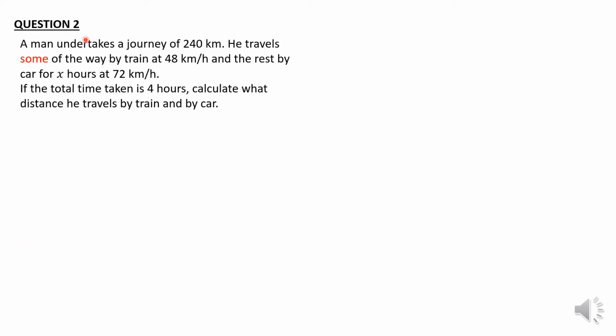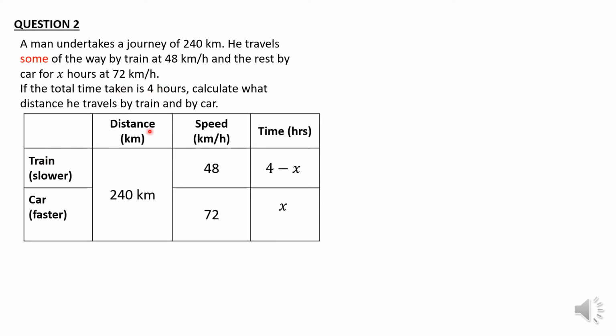Right, so if we look at question 2 here, I've got a question that says a man undertakes a journey of 240 kilometers and he travels some of the way by train and by car for x hours, and then the total time for him to complete this was 4 hours. So what I've done here is I've completed my table. The train is slower than a car because of the speed. The speed of the car is 72 kilometers per hour, which is faster than 48 kilometers per hour. Now, the journey can only be done in 4 hours. That is the constraint we're dealing with.